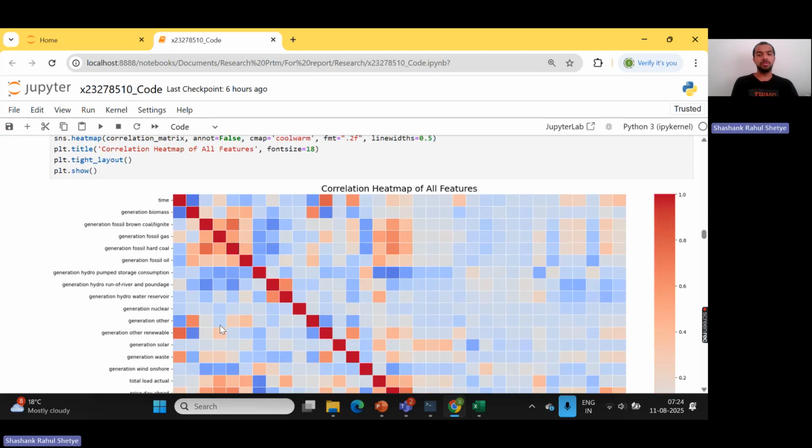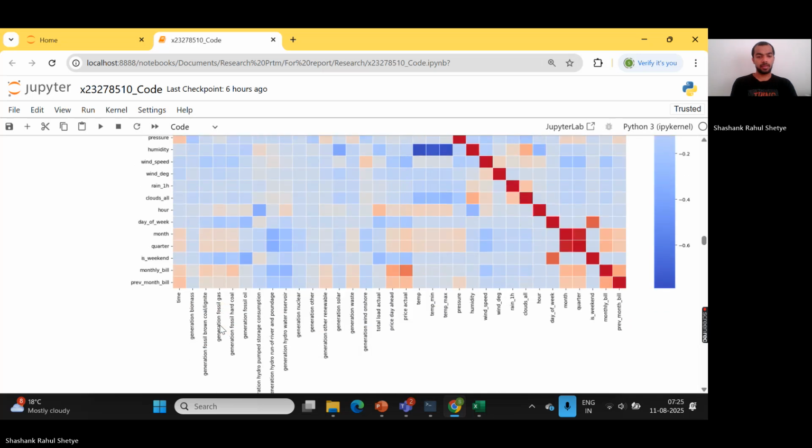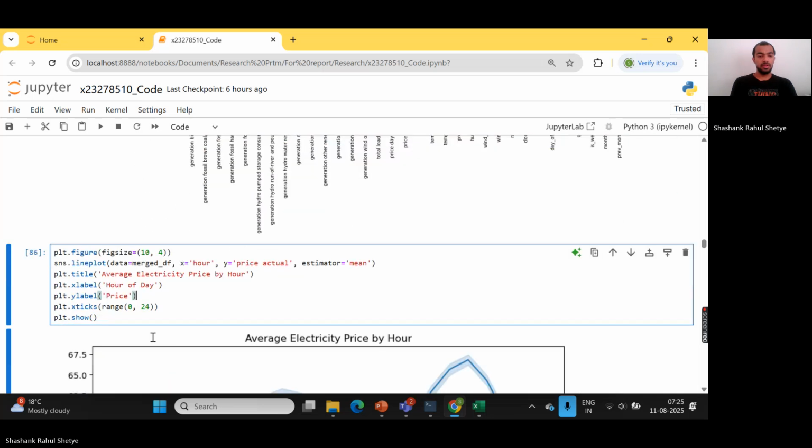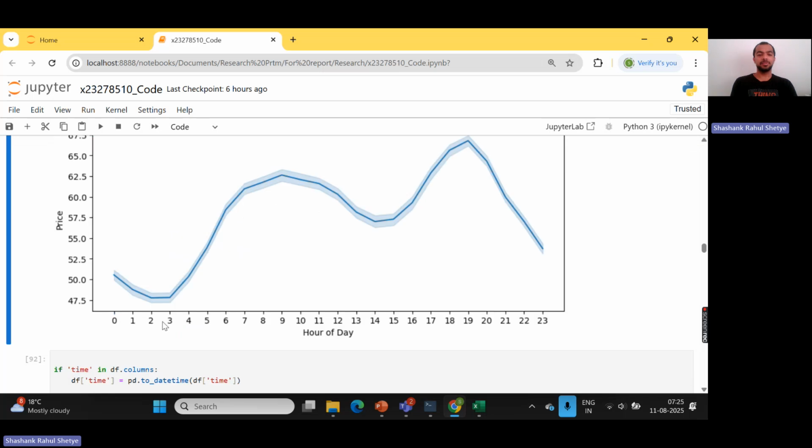I also drew the correlation heat map for all the features, and I performed the analysis. It was found that the energy prices were lowest in the early morning hours between 2 to 4 a.m., and it increased in the morning hours between 8 to 9 a.m., and it was highest in the evening hours.